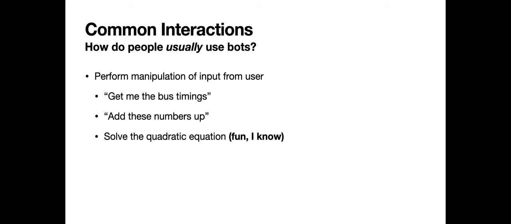One of the simplest things that I'm sure everyone has seen, especially if you've been in Singapore for a while, is input manipulation. Something very common is get me the bus timings. There are a number of these bus timing bots out there. Or you can ask the bot to, for example, add two numbers up. Another very simple example could be to solve the quadratic equation.